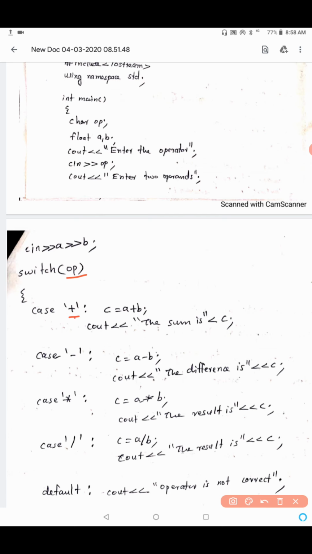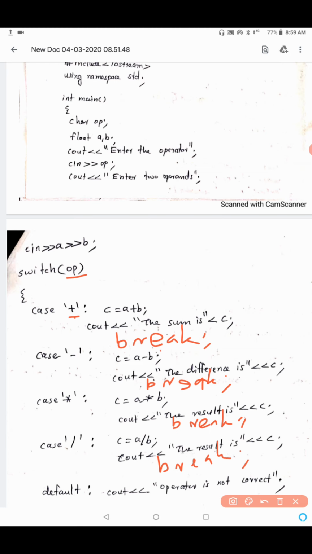Here one thing I forgot to write, that is break. Every switch statement should have the break. I have forgotten to write this in this program, so you have to add it in your notes. Break statements should be there after each case. Otherwise, break means it will come out of the switch.